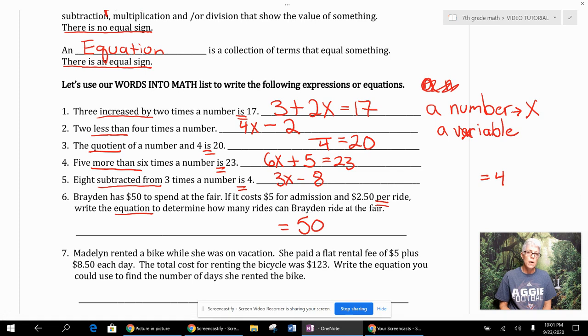So let's see. You're going to the fair. It costs you $5 just to walk in the door. You get that. And then a ride, that's going to cost you some more money. You're going to add it. Plus $2.50. But it's per ride. Per ride. That means that one ride it's $2.50, 2 rides it's $5, 3 rides it's $7.50. So it's $2.50 times however many rides you take. So there's our equation.